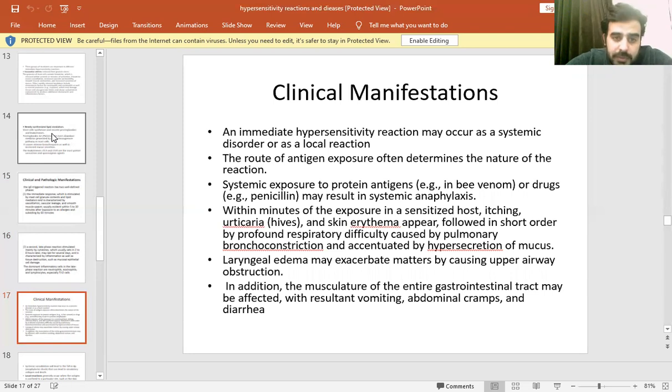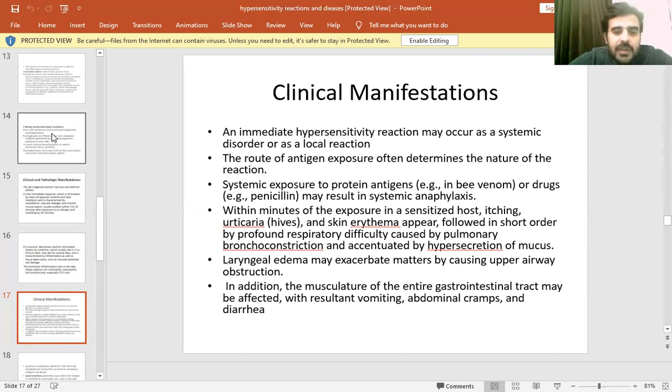Within minutes of exposure in a sensitized host, there will be itching, urticaria, hives development, and skin erythema or redness will appear, followed in short order by profound respiratory difficulty because of pulmonary bronchoconstriction as well as hypersecretion of mucus. The laryngeal edema can be so severe that it may exacerbate matters. Its exacerbation can cause upper airway obstruction.